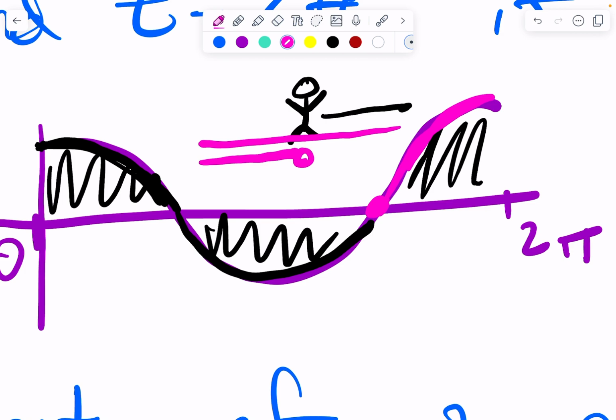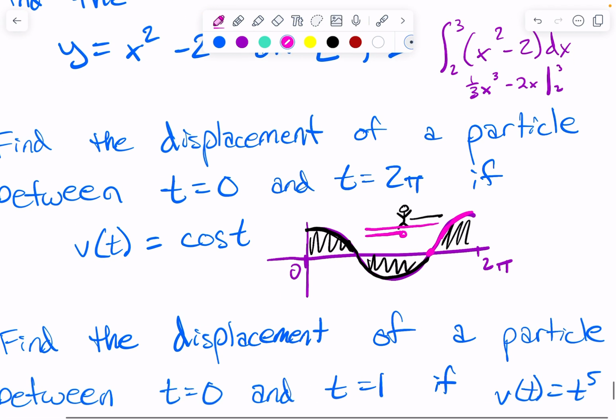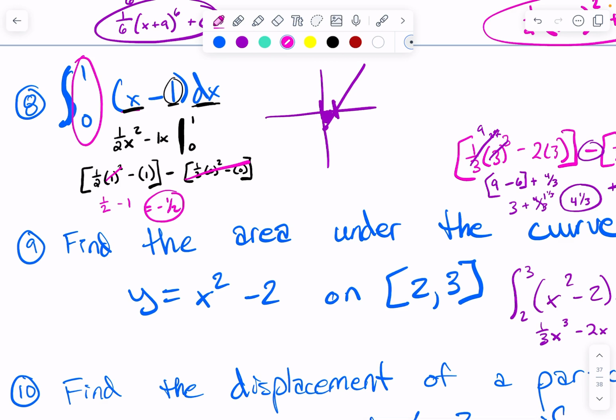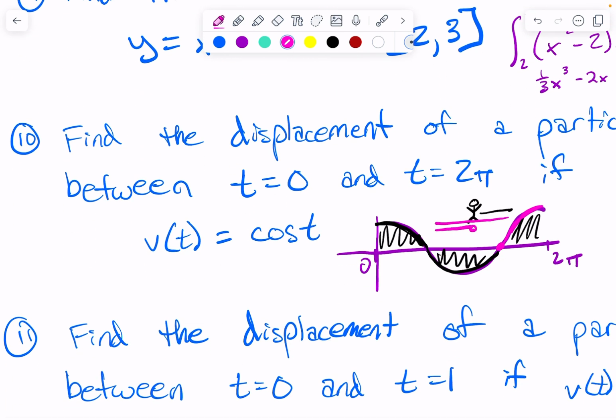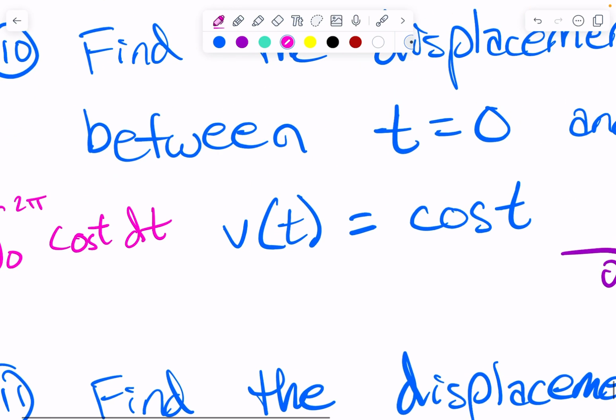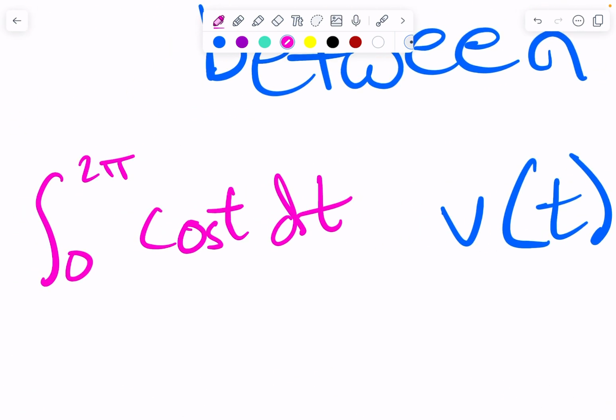So let's see how this works. Displacement is another way of saying exactly the same thing. Okay, find the displacement. So I'm going between 0 and 2 pi, of cosine of t dt, which is what my ending position would be. So displacement, I'm finding where I'm going to end up. The antiderivative of cosine is sine. I don't think it's negative, because the derivative of sine is cosine. So we're just going sine of t from 0 to 2 pi.